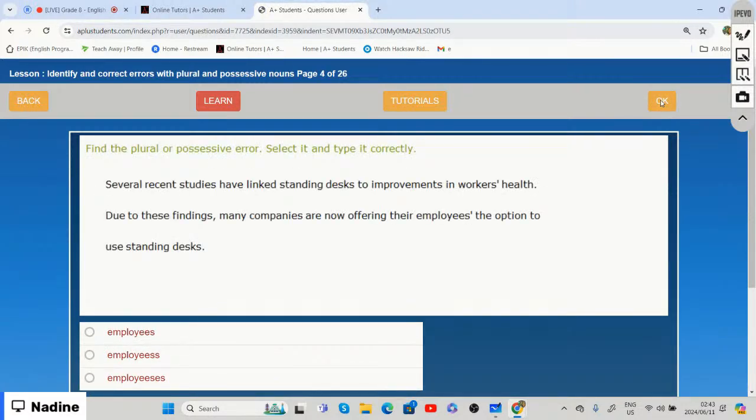All right, so we can say several recent studies have linked standing desks to improvements in workers' health. Due to these findings, many companies are now offering their employees the option to use standing desks.